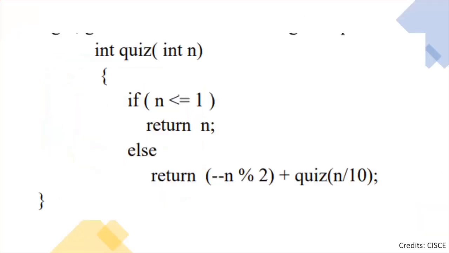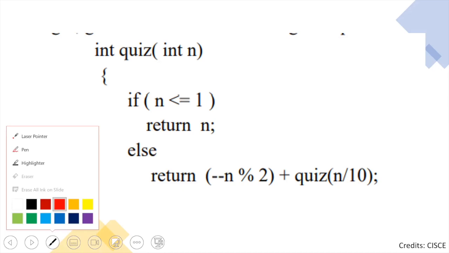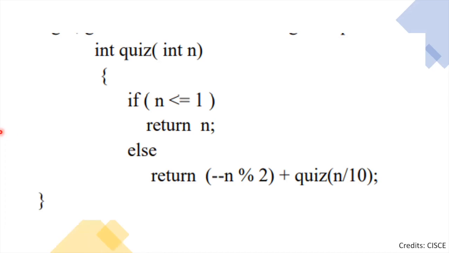Now, could you try and identify the base case and the recursive case in the following program? Here, if n is less than or equal to 1 becomes the base case, and in the else part, return quiz plus quiz n divided by 10. So this part becomes the recursive case, and this part becomes the base case.